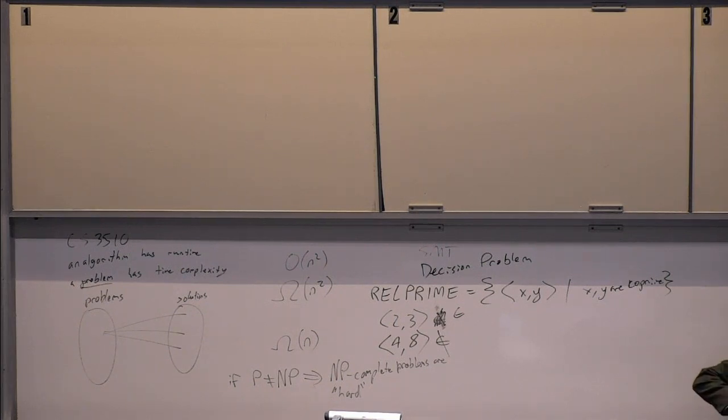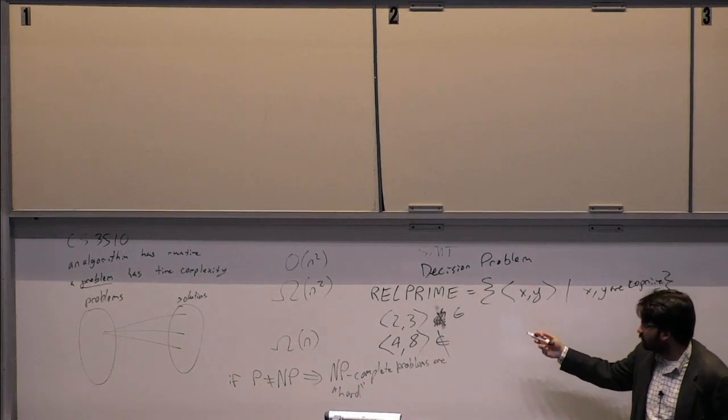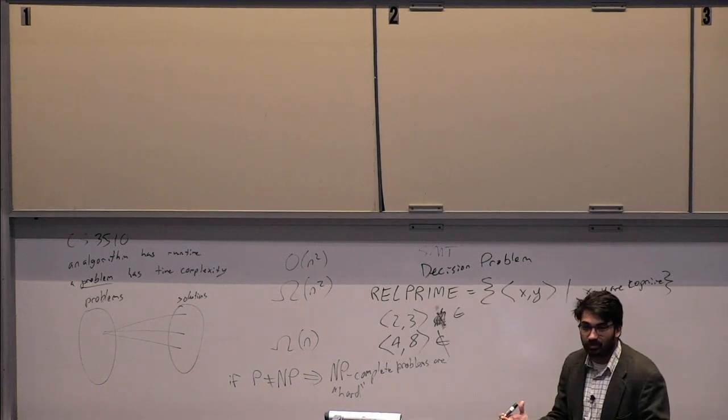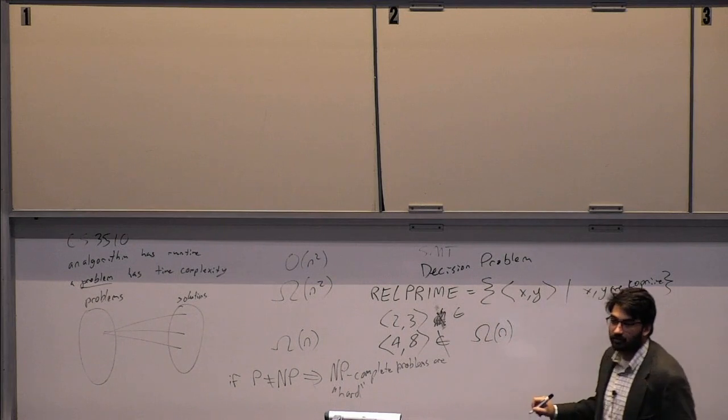No, definitely not. So, by the way, every algorithm probably has a linear time lower bound. Like, to read the input takes at least linear time. So we can actually say that there's a linear time lower bound to this problem, right? We can say you have to at least read the numbers to know if they're relatively prime. So there's probably a linear time lower bound to the problem.